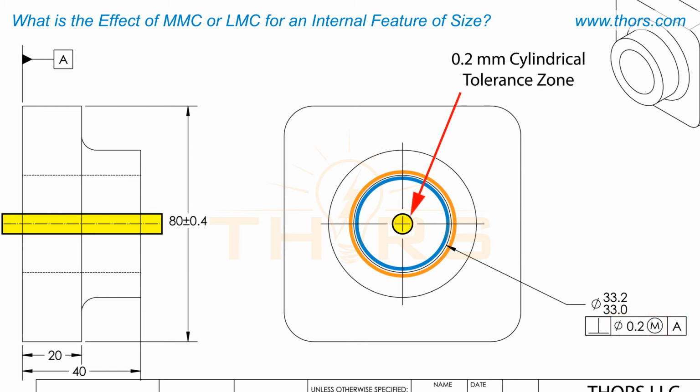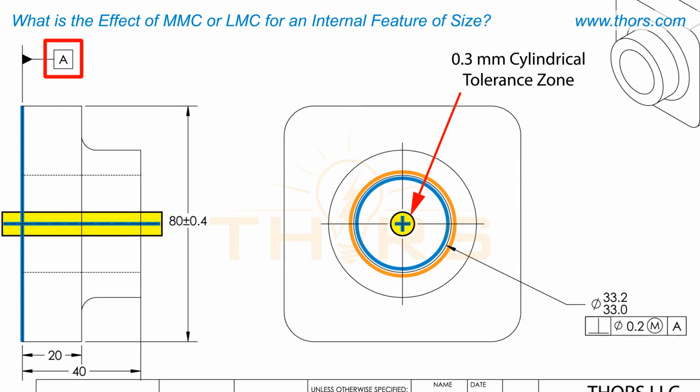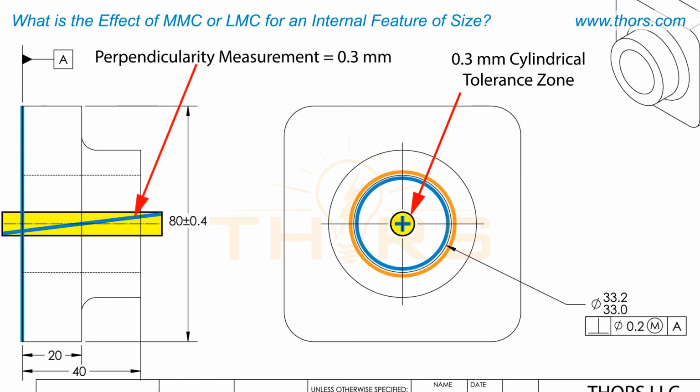According to this new geometric tolerance, the cylindrical feature's perpendicularity must be within 0.3 millimeters with respect to datum A, which is a wider tolerance zone than the drawing requirement of 0.2 millimeters. With this new geometric tolerance, the perpendicularity measurement of 0.3 millimeters is now in tolerance. This part now meets the size dimension and geometric tolerance requirements specified by the print.